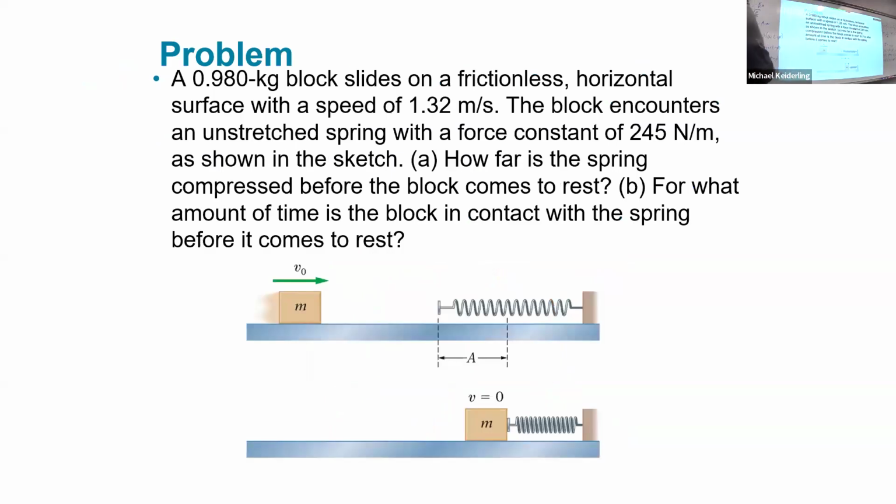So if you have a 0.98 kilogram block that slides on a frictionless horizontal surface with a speed of 1.32 meters per second, this block encounters an unstretched spring with a force constant of 245 newtons per meter, as shown in this sketch. How far will the spring be compressed before the block comes to rest? And for what amount of time is the block in contact with the spring before it comes to rest?